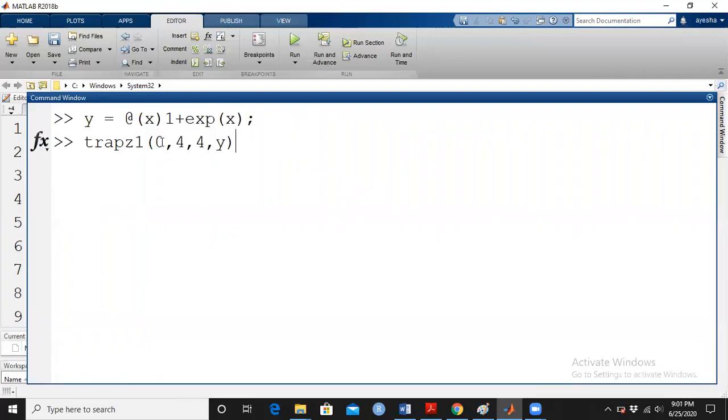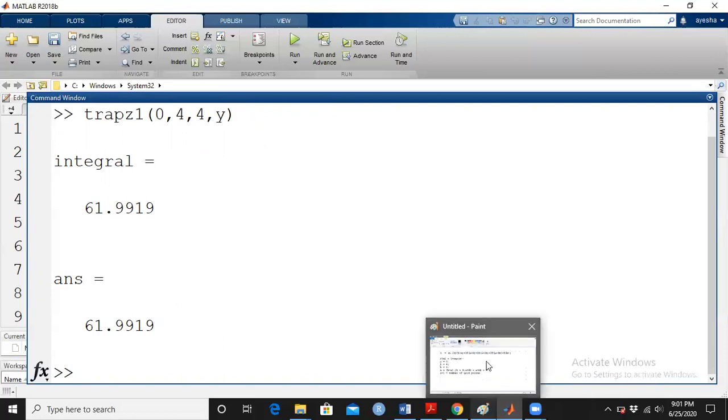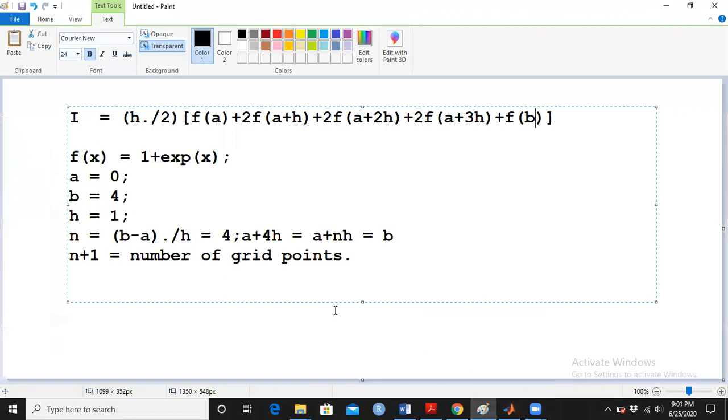That was the editor. This is the starting point 0. This is the ending point 4. This is the number of iterations. And this is my function. So now I will press enter, and I will get the numerical integral, 61.9919. And you can do it manually using this formula and obtain the answer.